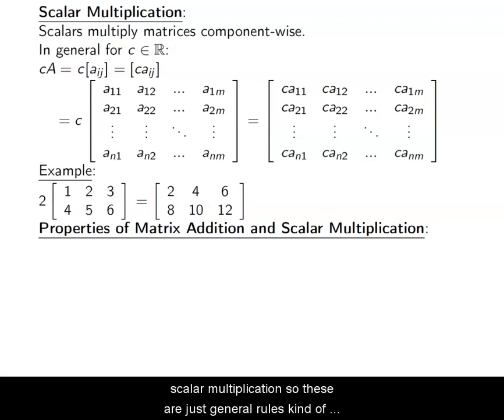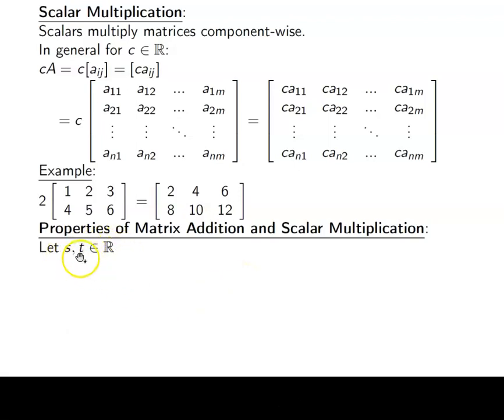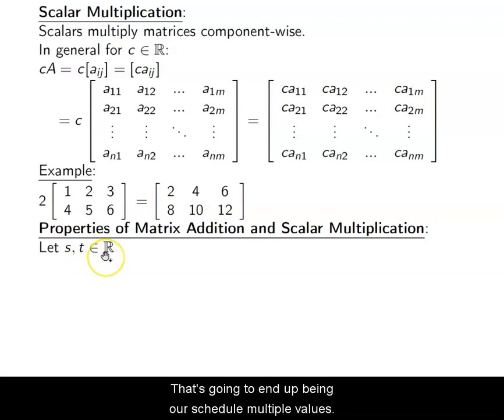Right? So now let's talk about some properties of matrix addition and scalar multiplication. These are just general rules that let us know the things we're allowed to do when we have matrix equations. Okay, so the first is: let S and T be real numbers. Again, these are going to act as our scalars. Whenever we say let this be a real value, that's going to end up being our scalar multiple values, right?